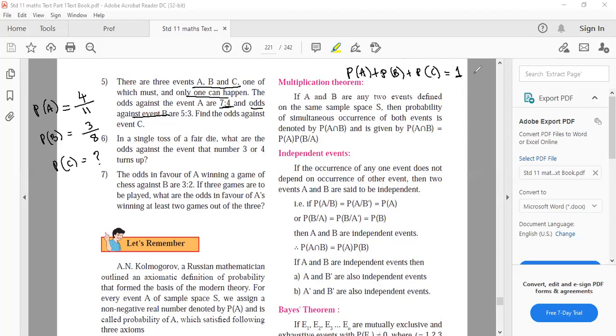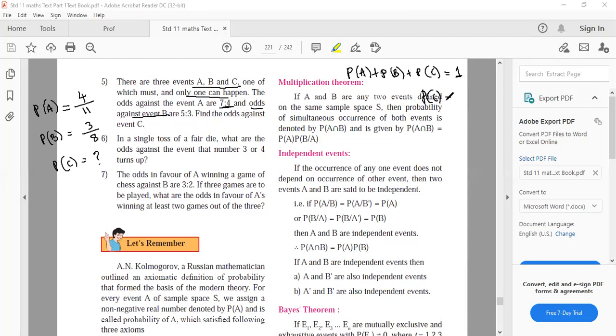Did you understand this point? Only 3 events are there in it. And out of these 3 events, 1 has to happen. So total probability will be 1. Did you follow this? Now substitute and get the value of probability of C. And then you have to say what is odds against C.